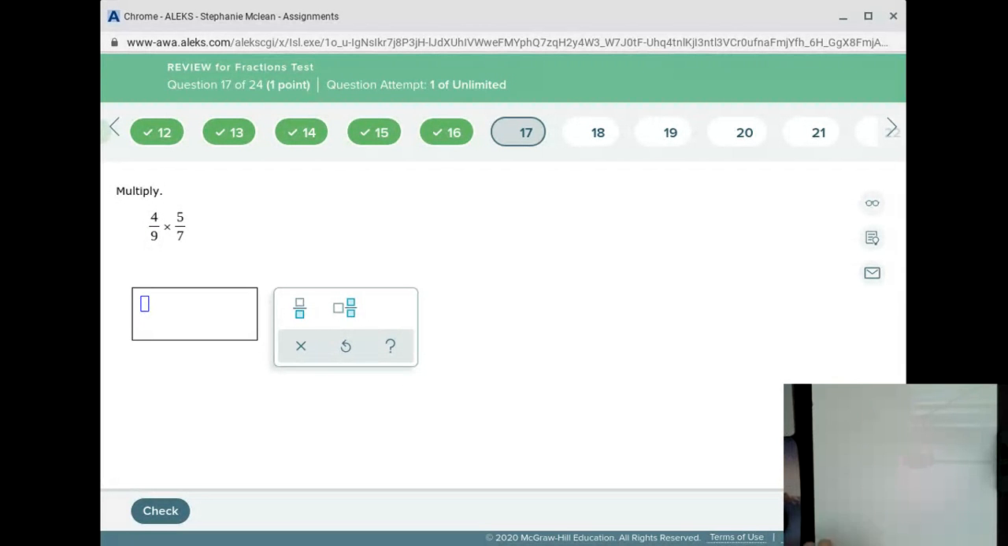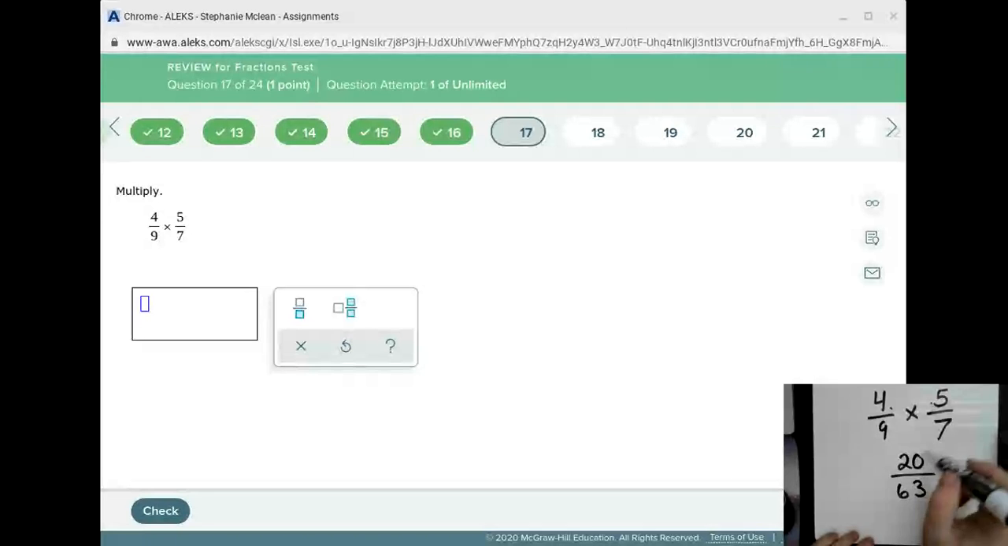Okay. So now I'm multiplying. I have 4/9 times 5/7. So you go straight across here. When you multiply fractions, you go straight across. So I have 4/9 times 5/7. So 4 times 5 is 20. And then 9 times 7 is 63.